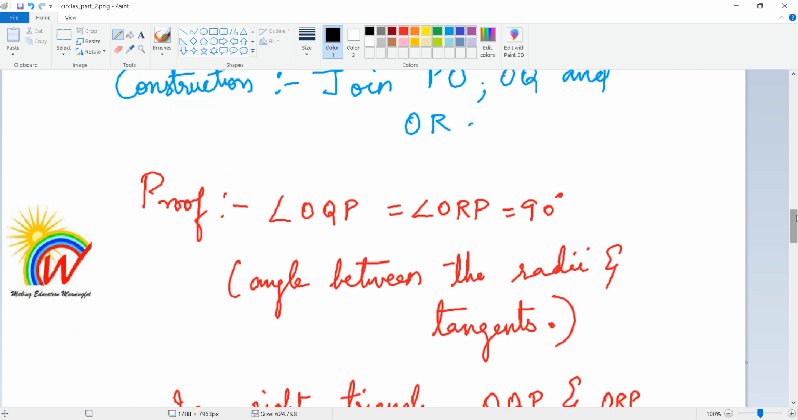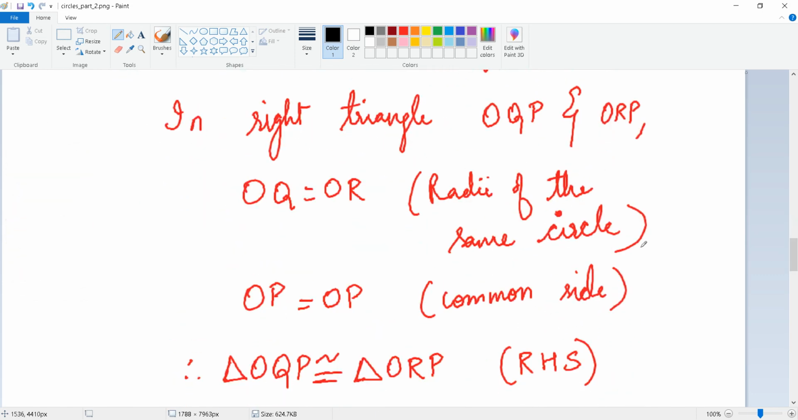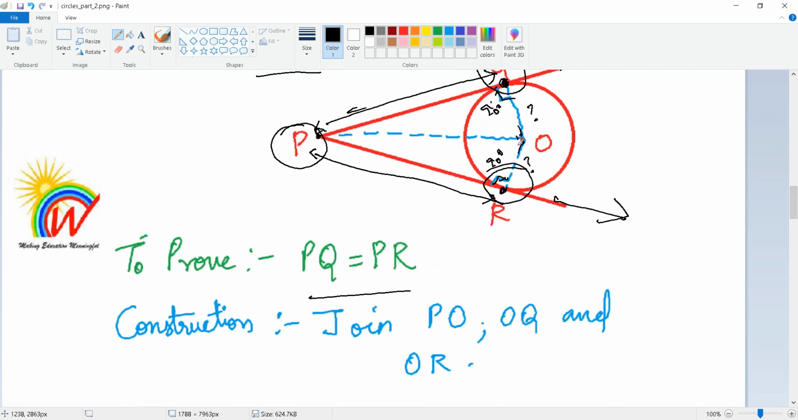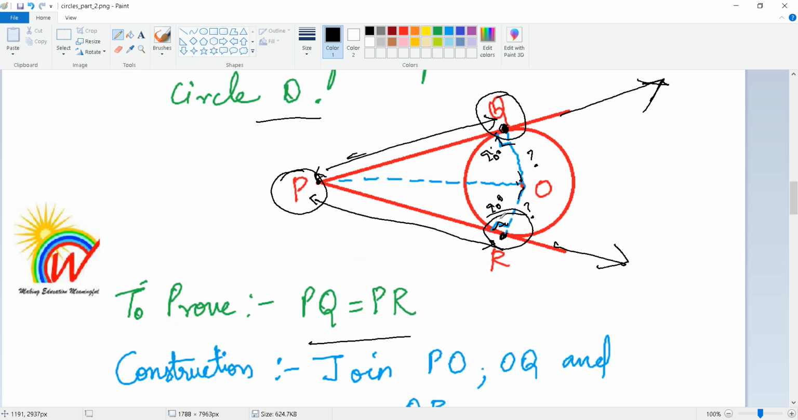These are the angles between the radii and tangents. The reason I have written is that we learned this by Theorem 4.1. Now in right triangles OQP and ORP, we are taking these two triangles. We know that angle R and angle Q are equal to 90 degrees, and PO is common to both the triangles.